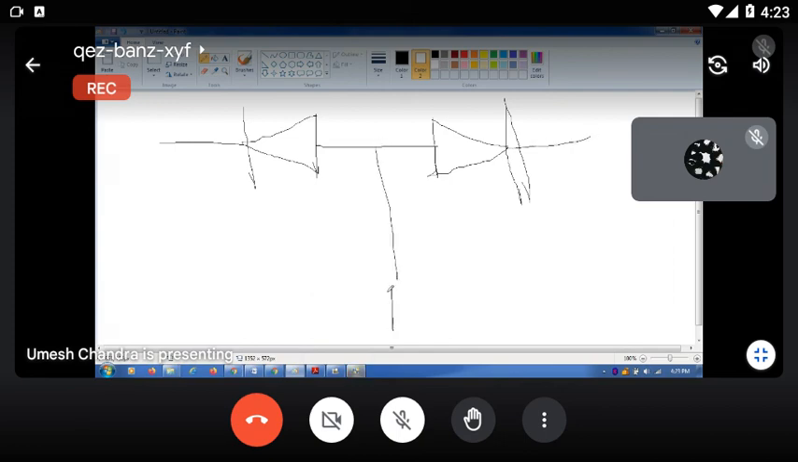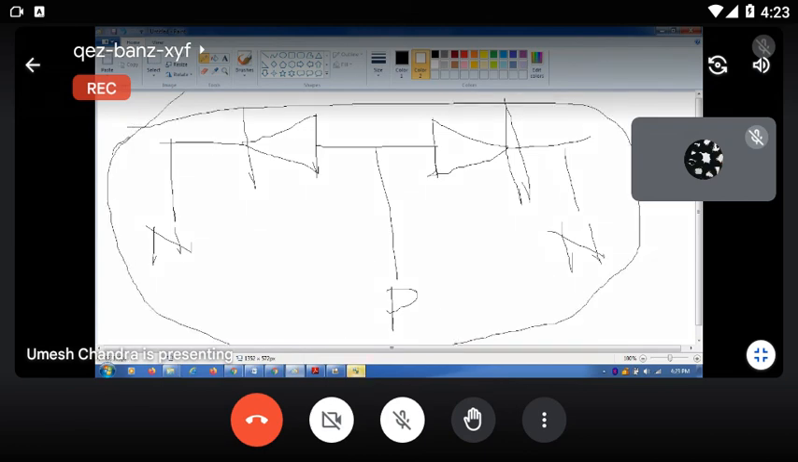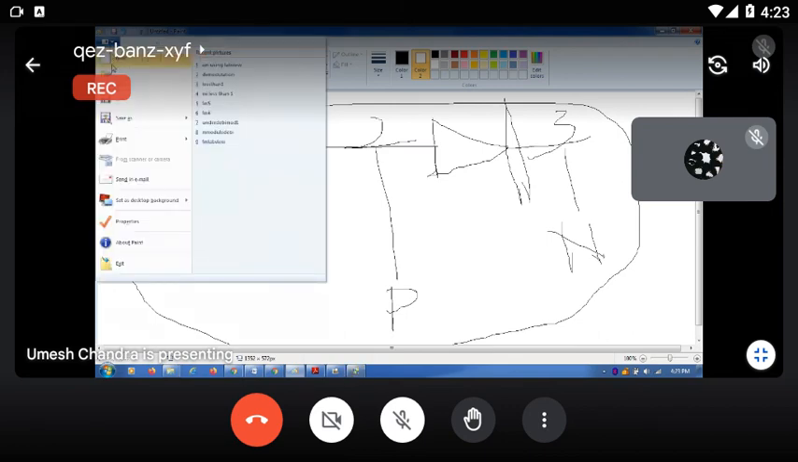This side is positive, middle portion is positive. This side is negative, and this side is negative. This is the NPN transistor. Terminal number 1, terminal number 2, and terminal number 3. Then how do you identify in a transistor whether it is NPN or PNP? Then what will you do?